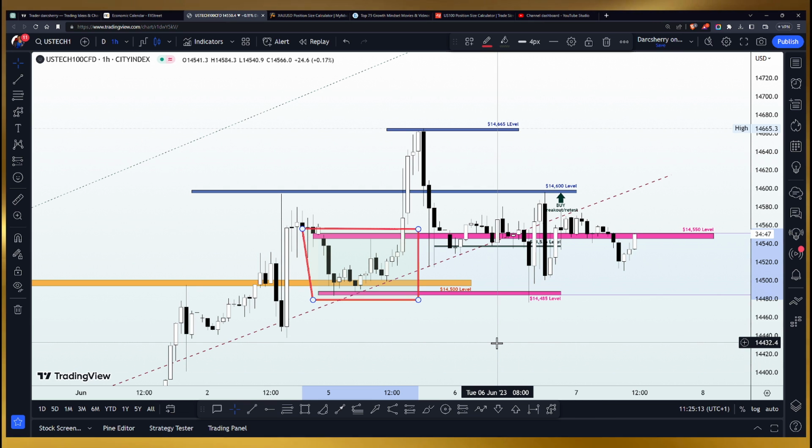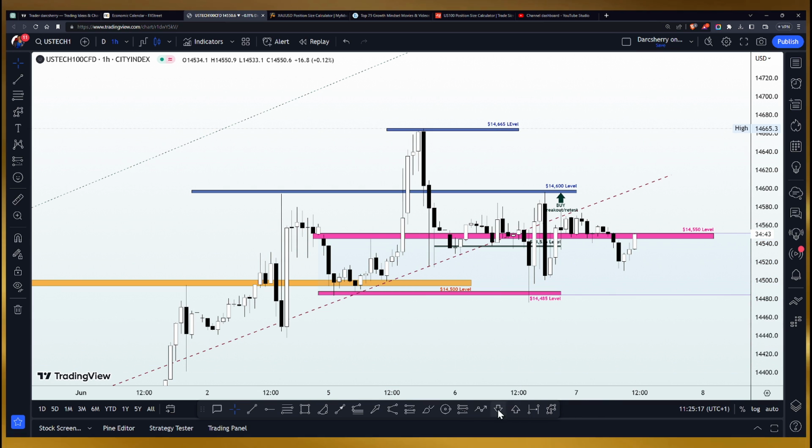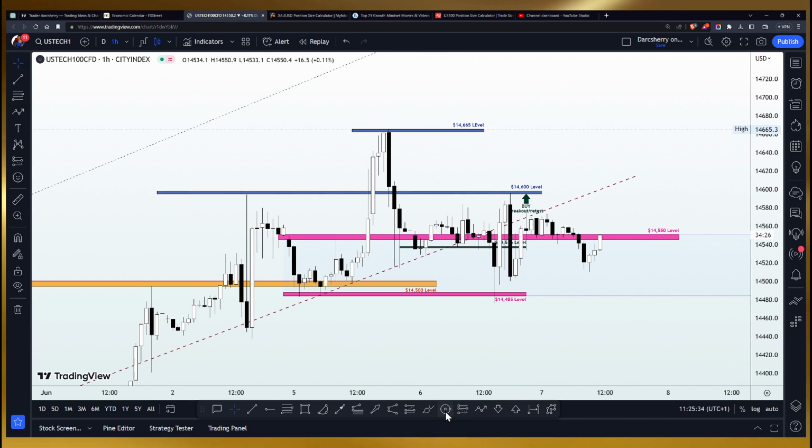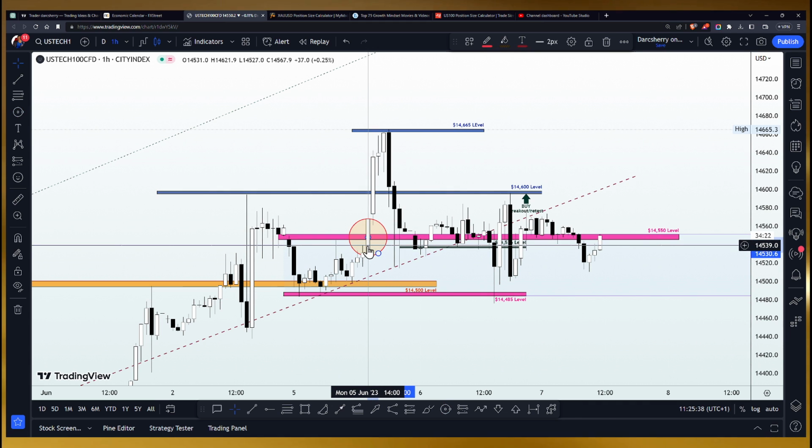And you know how we do it whenever we have this kind of simple flat channel. We want to wait patiently for a signal to come in, which obviously will come in the form of either a breakdown of the support line of the channel to give us an opportunity to sell, or the breakout of the resistance line of the channel to give us an opportunity to buy. And with our buy stop order sitting above the 14,550, we had our first buy position for the week just a couple of hours into the New York session on Monday.